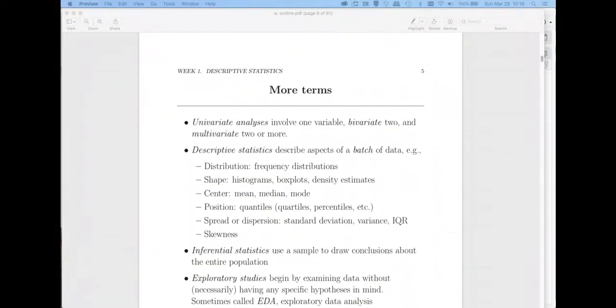The rest of this week is going to be spent on the topic of descriptive statistics. And so I've got a series of videos that will walk us through how do we characterize all of these things: the distribution, the shape, the center, the position, the spread, and the skewness.